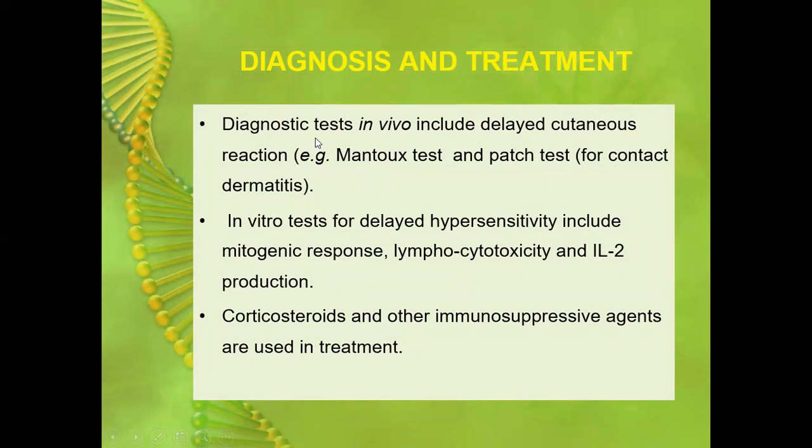And the in vivo diagnostic tests include delayed cutaneous reaction, that is Montoux test, and patch test, examples for contact dermatitis. These are the diagnostic tests which involve type 4 hypersensitivity reaction. And the in vitro tests for delayed hypersensitivity reactions include mitogenic response, lymphocytotoxicity, and interleukin 2 production. And then these reactions, type 4 hypersensitivity reactions, are treated by corticosteroids and other immunosuppressive agents.